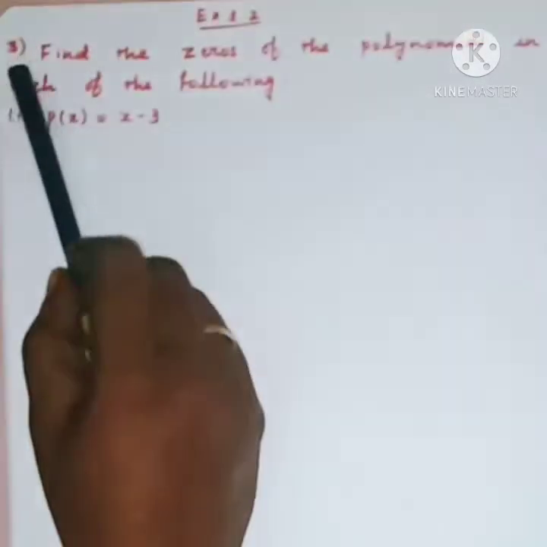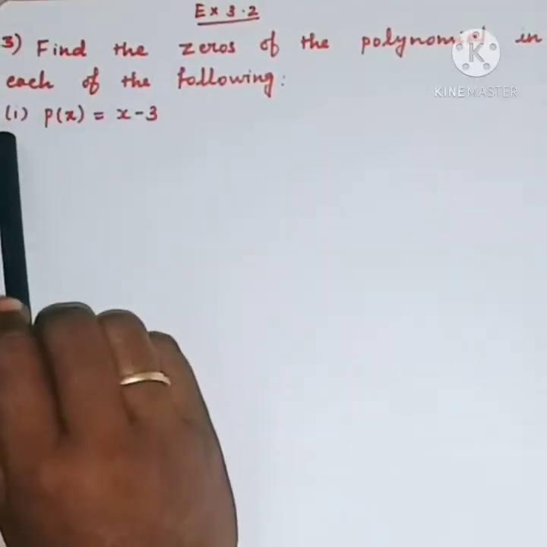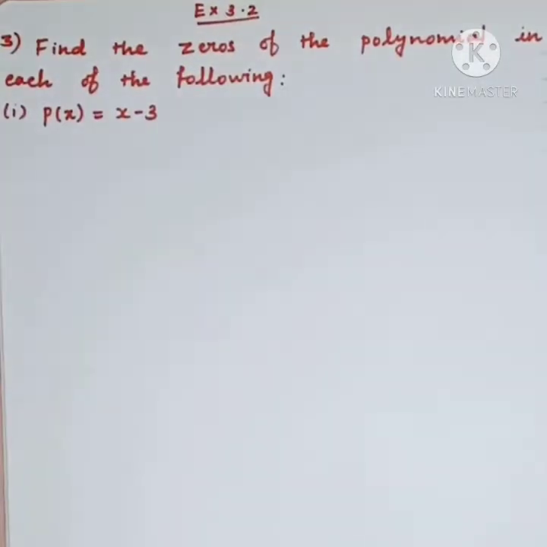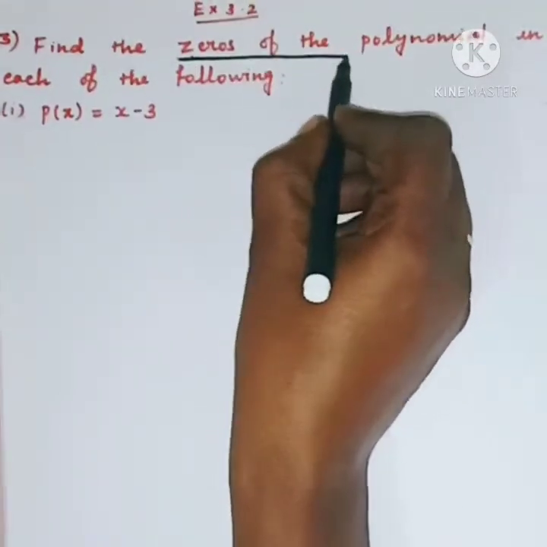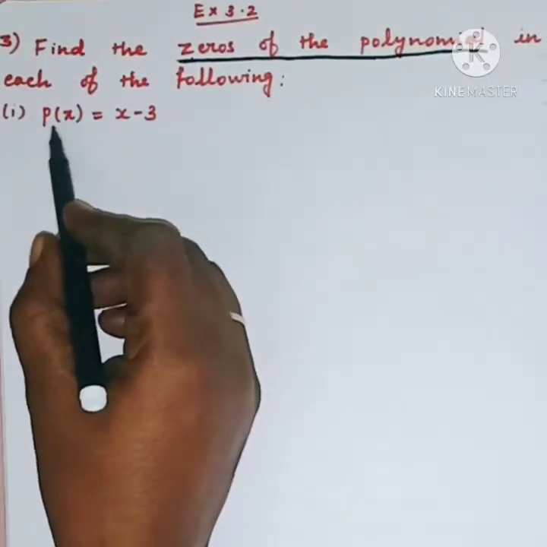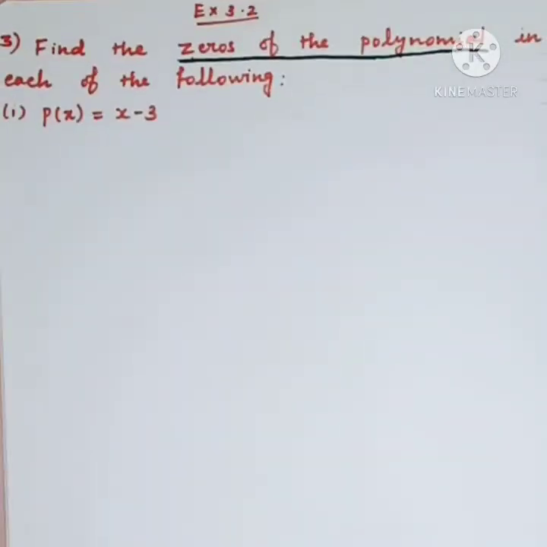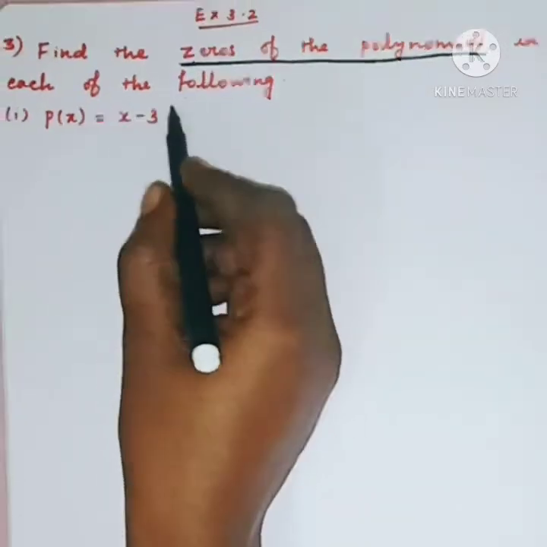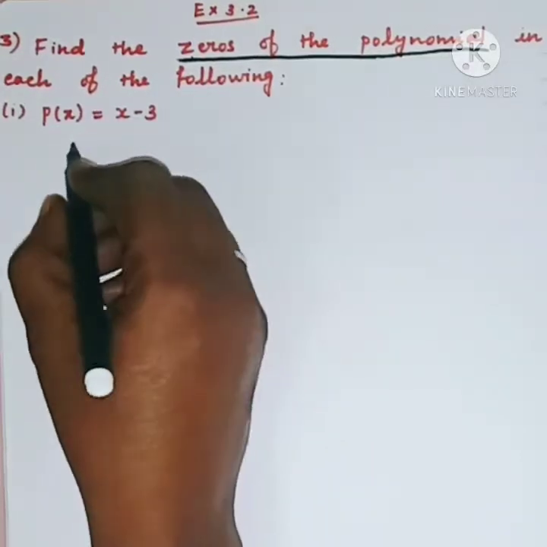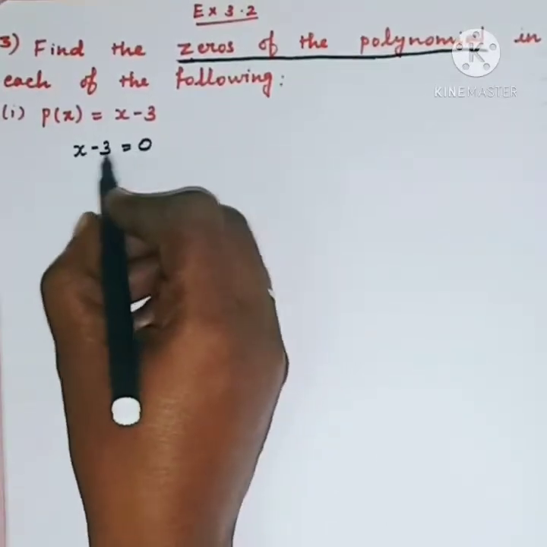Exercise 3.2, third sum. Find the zeros of the polynomial in each of the following. The first subdivision is p of x equals x minus 3. Here they are asking the zeros of the polynomial. It means for what value of x we will get this polynomial as 0. So for this we have to put the right hand side equal to 0. Right hand side we have x minus 3. So if we put x minus 3 equal to 0, we have to find the value of x.